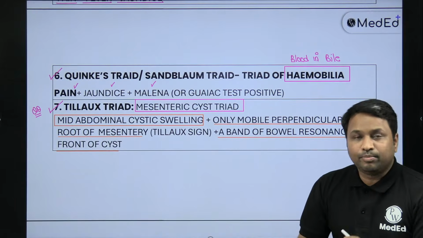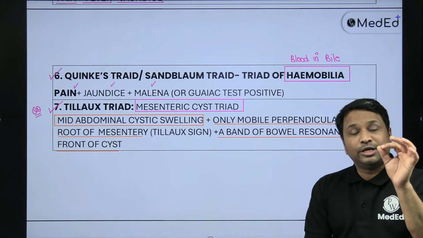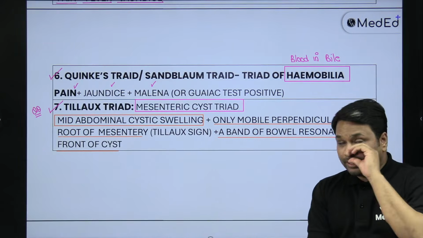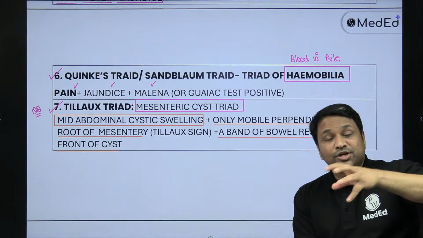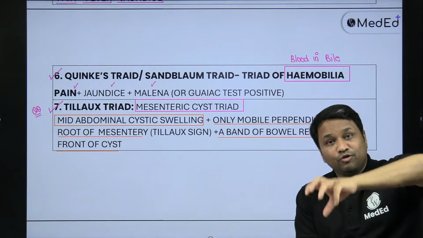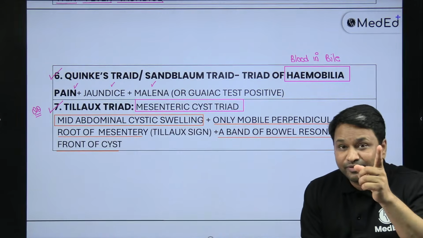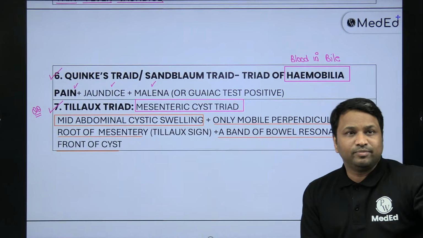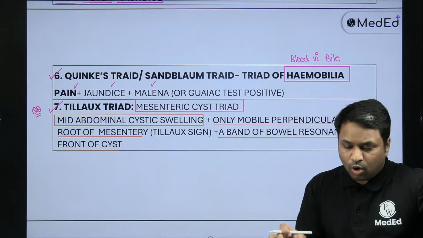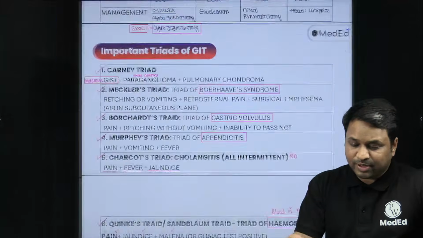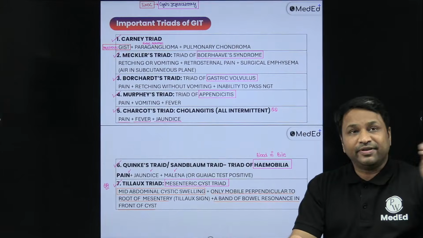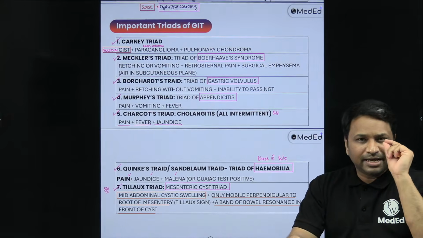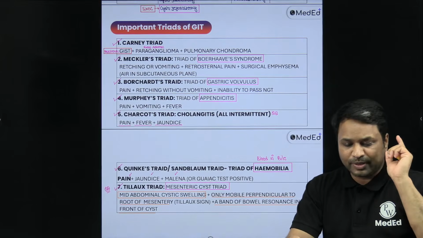Now, very, very important. Do differentiate between Tilloch's triad and Tilloch sign. Tilloch's triad is combination of all these three, but Tilloch sign is where you're demonstrating that the cystic lesion will move perpendicular to the root of mesentery, but never along the line of mesentery. Okay? So this is all the important triads. Now this has been asked multiple times, right? So all 7 triads is your previous exam question. I just want you to go through them once, and at least one question you can anticipate from this particular table.